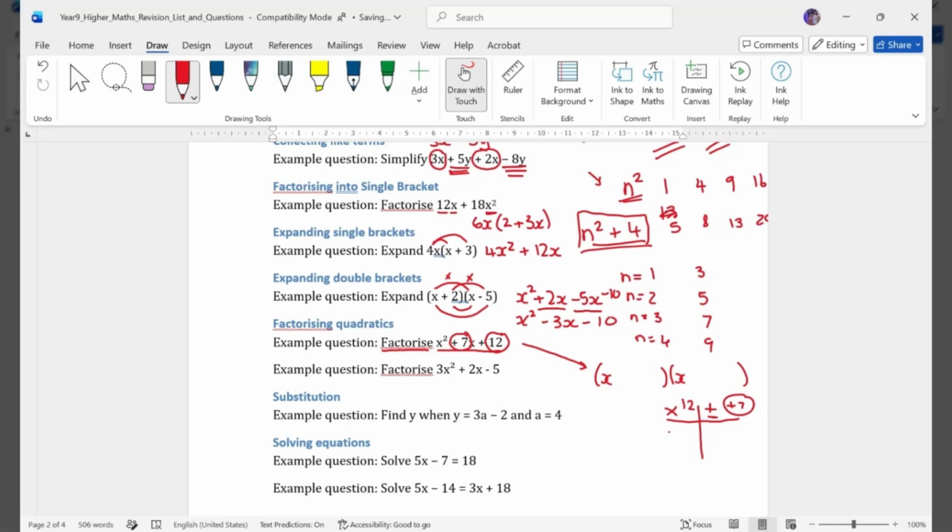So 12, I'm thinking 1 times 12. I'm thinking 3 times 4. I'm thinking 2 times 6. Now, I'm not making 7 with a 1 and a 12 or a 2 and a 6, but I can with a 3 and a 4, not by taking them away. And usually this is an add one. I do prefer to take away ones, but okay. So my 2 answers here are 3 and 4. 3 and 4 will times to make 12 and will add to make 7. They will team, times to make the end, add to make the middle, and they go in there. Positive 3 and positive 4.